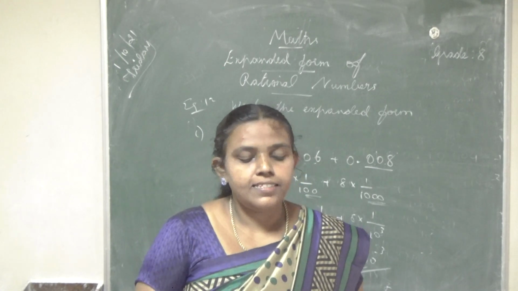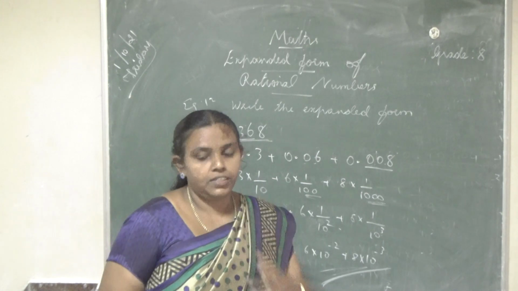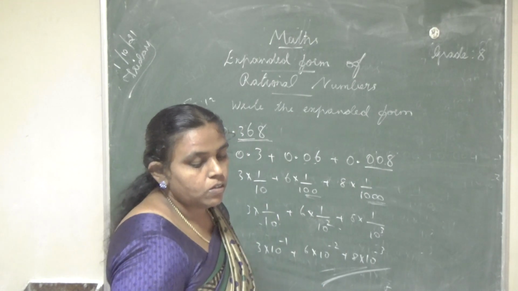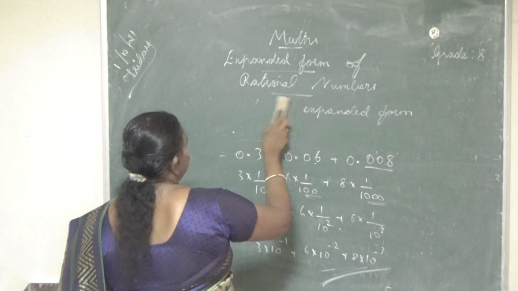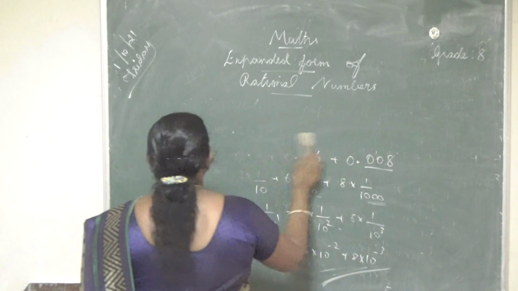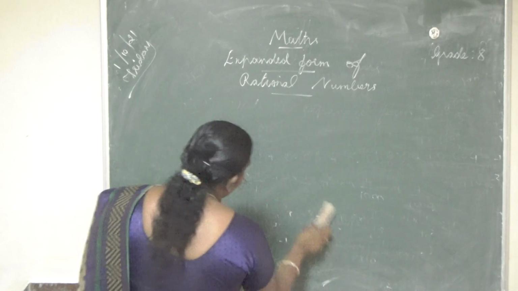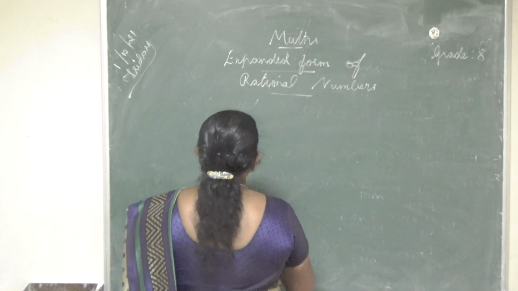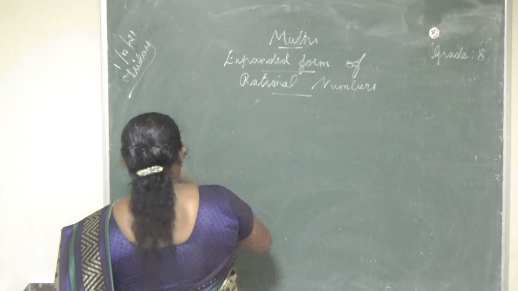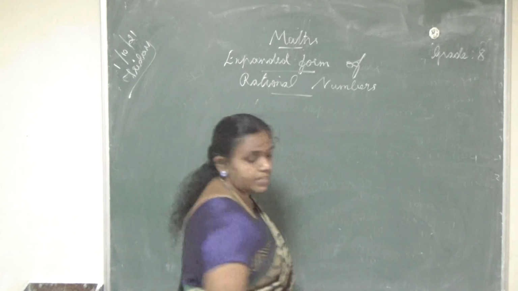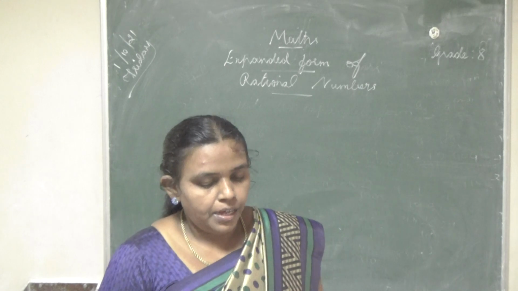Now next, standard form of numbers. Standard form is otherwise known as scientific notation. You all know scientific notation, is it? Scientific notation: 3 into 10 to the power 3, 4 into 10 to the power 2, 8.6 into 10 to the power minus 7. You are writing the numbers in powers. That is scientific notation, that is standard form.